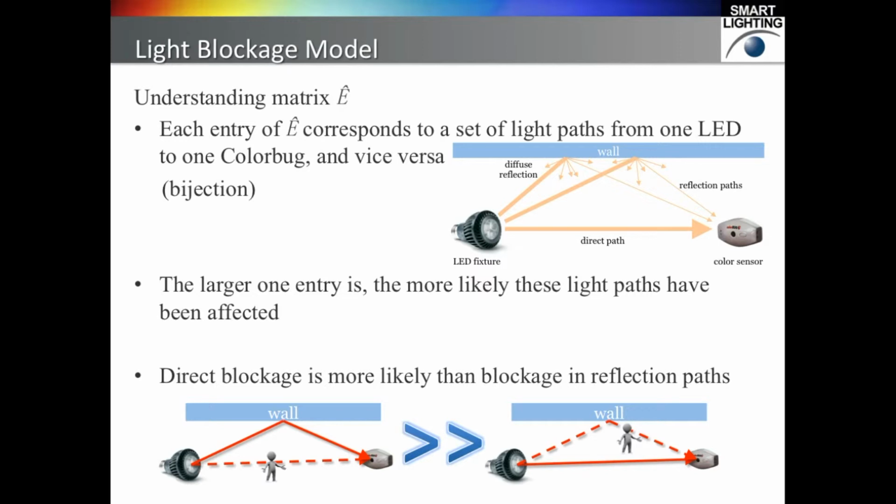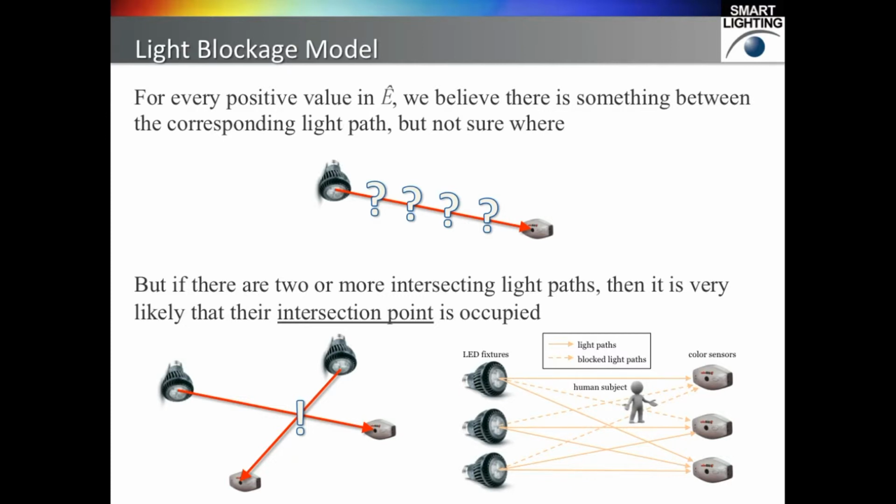From one fixture to one sensor, there is one direct light path and numerous diffuse reflection paths. If one number in E hat is very large, then it means that the direct path corresponding to that fixture sensor pair is very likely blocked. When we know a light path is blocked, we do not know where exactly on the path is being blocked. But if there are many light paths being blocked, it is very likely that their intersection point is being occupied.